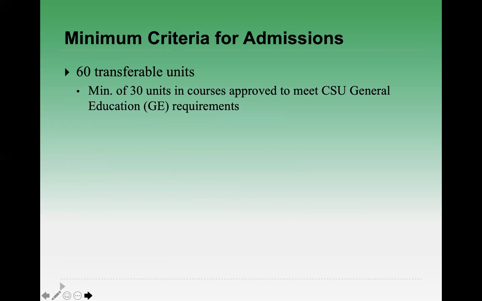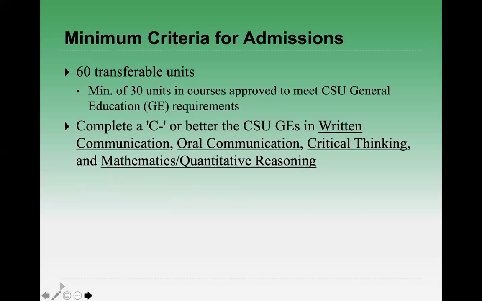So what's the minimum criteria to be admitted to Cal State LA? First, you have to have completed 60 transferable units, and this means a minimum of 30 units in courses that are approved to meet the CSU's general education requirements. And you also have to have completed a C minus or better in the CSU's general education courses for written communication, oral communication, critical thinking, mathematics, and quantitative reasoning.